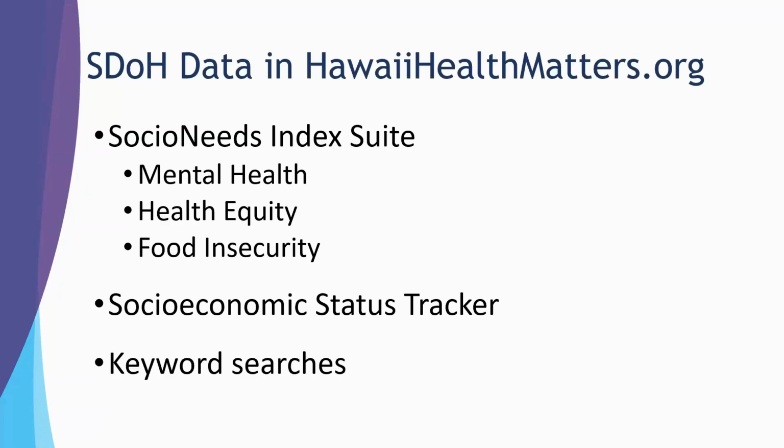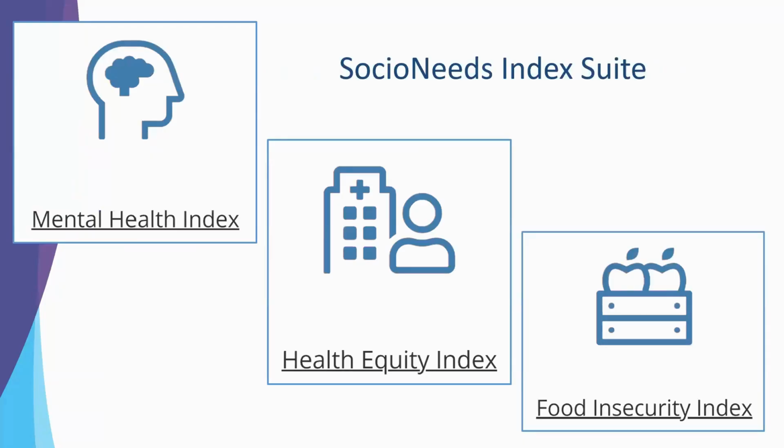Today, I'll be showing you the Socio-Needs Index Suite, which is composed of 3 different indices: mental health, health equity, and food insecurity. We'll look at another great resource for social determinants of health data in HHM, which is the Socioeconomic Status Tracker. And then we'll also do some keyword searches just to get an idea of the data available on the site. Just a little background on the Socio-Needs Index Suite, we have actually done a coffee break on this before, so if you'd like more details, check out our YouTube channel.